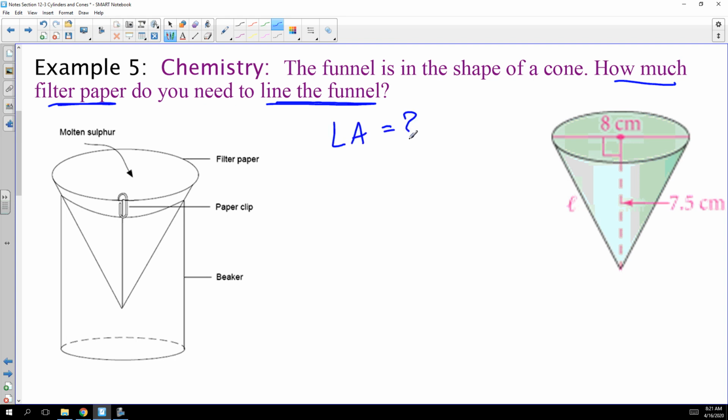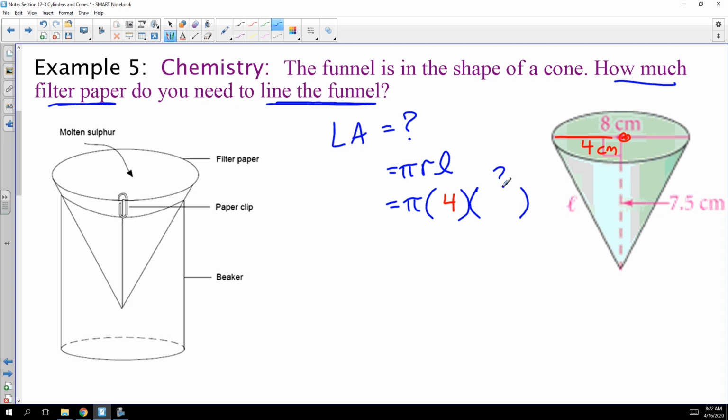What is the lateral area? And that formula is pi r L. So let's think about whether or not we have everything. We've got pi. Do we know the radius? Sure we do. If the diameter is 8, we know that the radius is 4 centimeters, so that's easy. But we're not given the slant height. That's unknown. So we better figure out what that is.